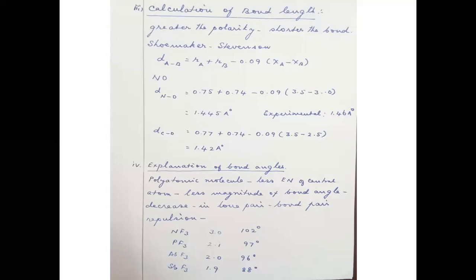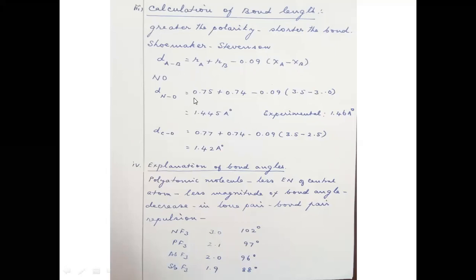This calculation was done by Shoemaker and Stevenson. They wanted to find out the distance between A and B. So the distance between A and B is equal to the atomic radius of A plus the atomic radius of B, minus 0.09 times chi A minus chi B. That is the electronegativity difference.